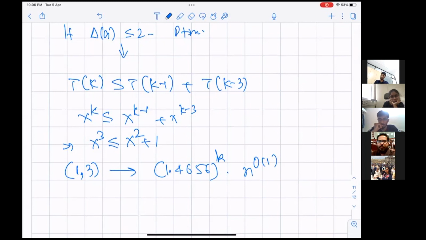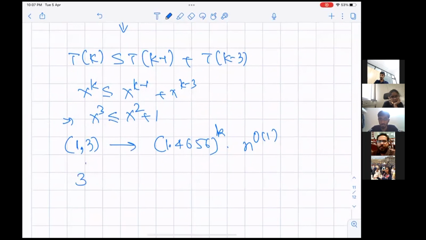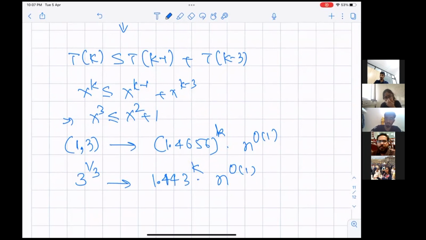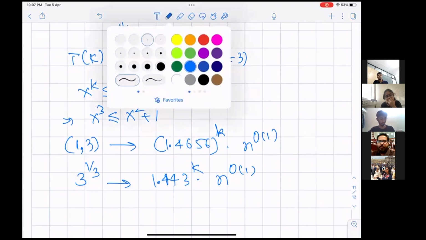And we made a better algorithm. No, it was 3 to the power 1 by 3. We had already made an algorithm with running time 3 to the power 1 by 3, which is 1.443 to the power k. So the algorithm that we made by enumerating maximal independent sets was faster than this algorithm. So now our question is, can we get a better algorithm for vertex cover?